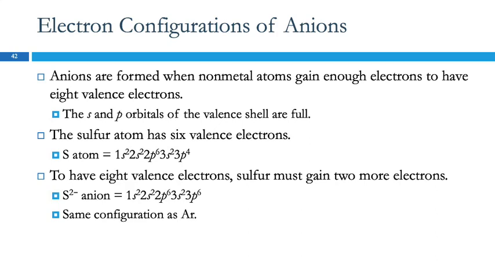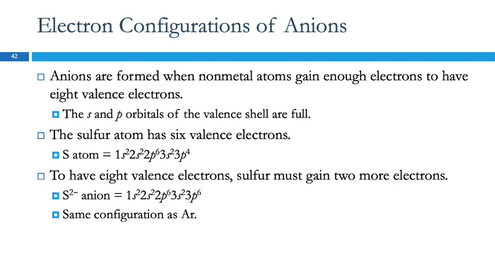So we form anions when we're gaining electrons. Most of these metals or nonmetals will gain enough electrons to have 8 valence electrons. So what we'll see is that the s and p orbitals of the valence shell get full. The s and p rooms of that particular floor in the hotel get full. And that's a good situation.